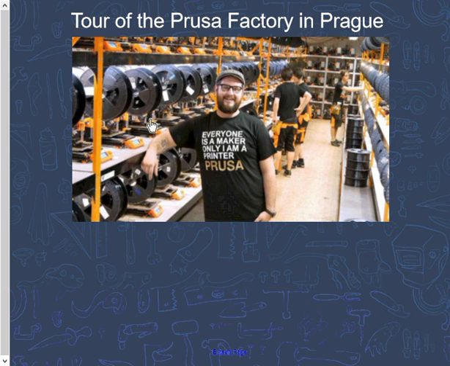And the reason why is you see how many of those printers they have on the shelves. This is where they make these printers. So the printer we have, all the plastic parts were printed on a printer just like the one we have, but in this factory. So it's kind of cool. So go ahead and pause this and go watch that video and then come back.